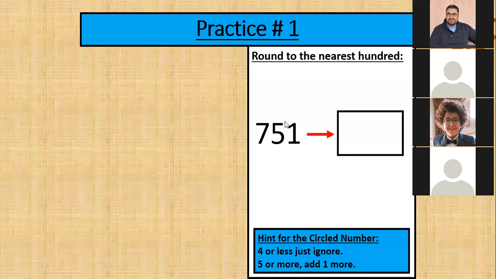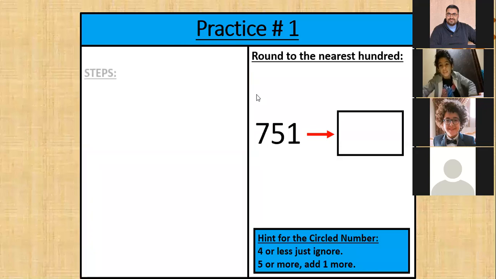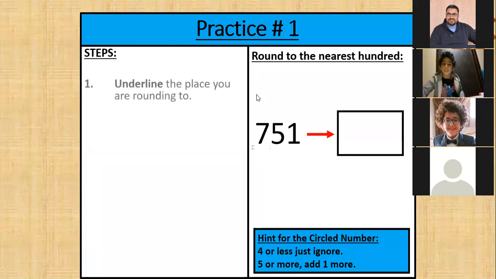Ibrahim, can you solve this example? Yes. Okay, can you tell me the steps to solve this example? We want to round 751 to the nearest 100. Can you tell me how? Put a line under 7. Wait. Okay, I put a line for you under 7.